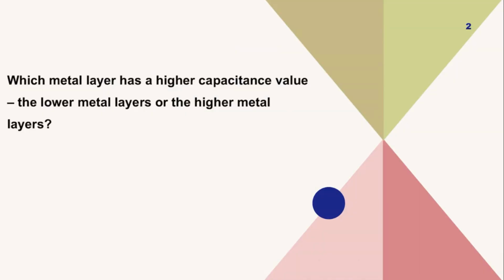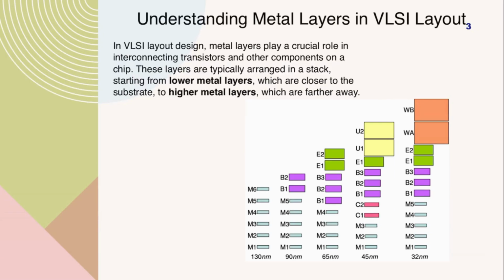Today we will discuss which metal layer has a higher capacitance value, the lower metal layer or the higher metal layer. So this is our topic. Before that, I just want to explain what the metal stack is in our VLSI design or VLSI layout. You can see here the lower metals mean M1, M2, M3, M4, M5 and the higher metals mean WB, WA, like this. Each technology has a different metal stack, and within a technology itself there is a different metal stack if you observe in your layout.